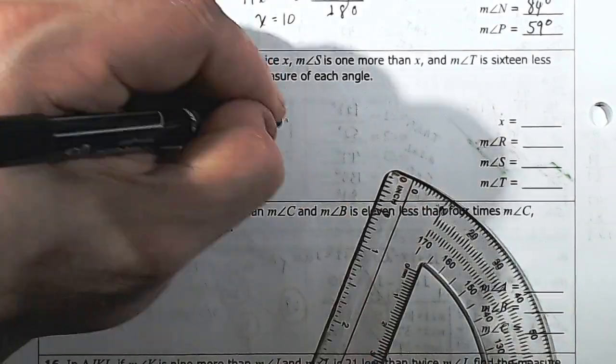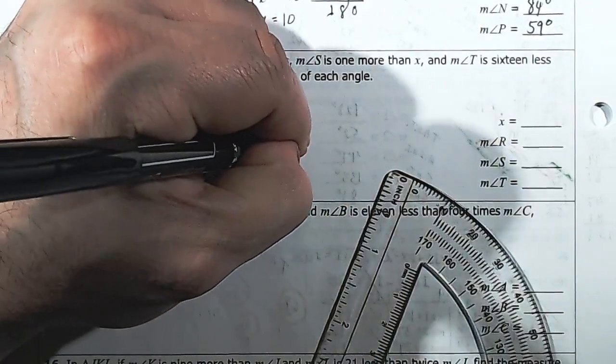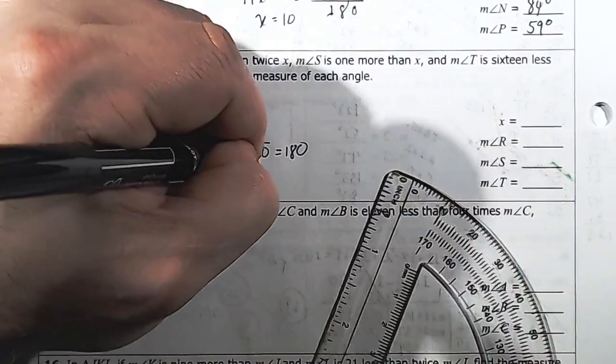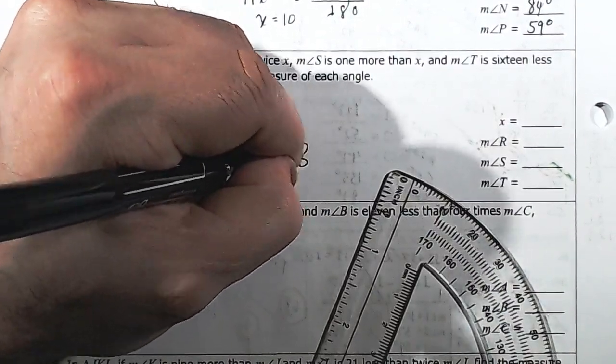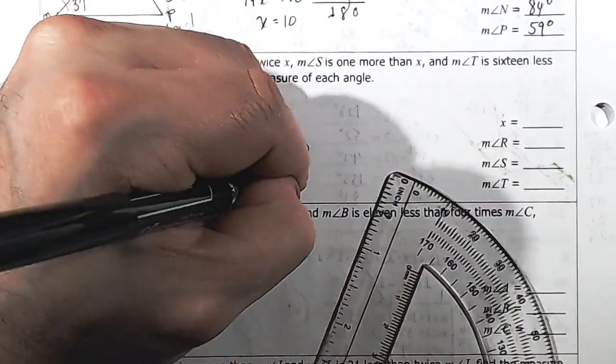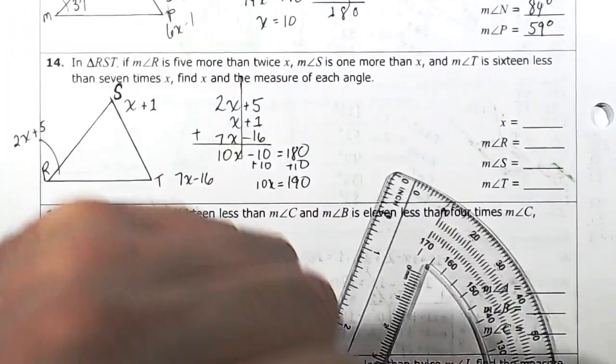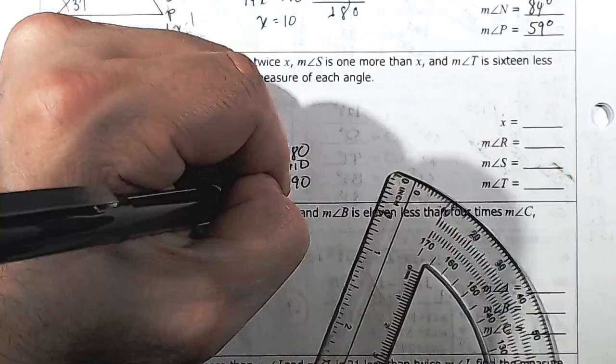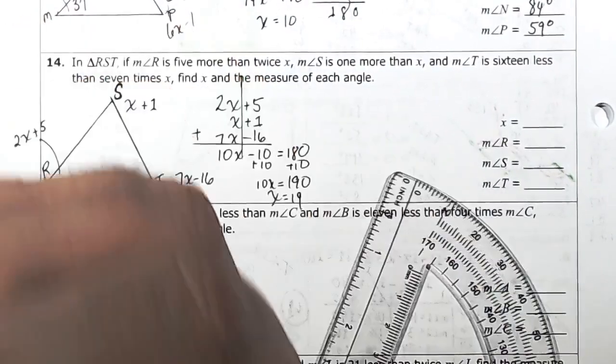Okay, and all that has to equal 180. So you add 10 to both sides, and now you have 10x equals 190. Divide both sides by 10, so x would equal 19.